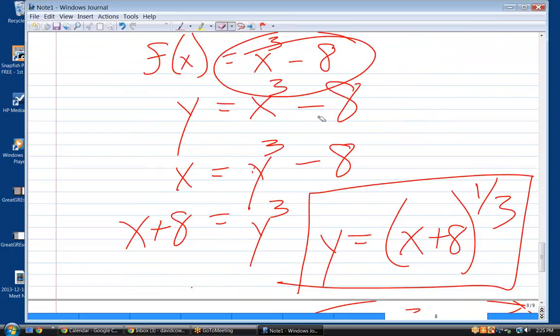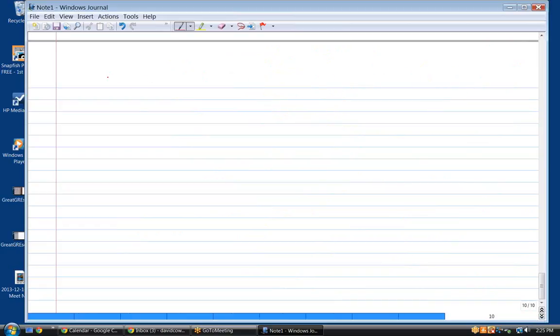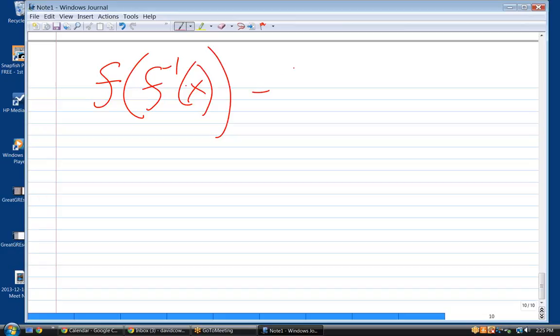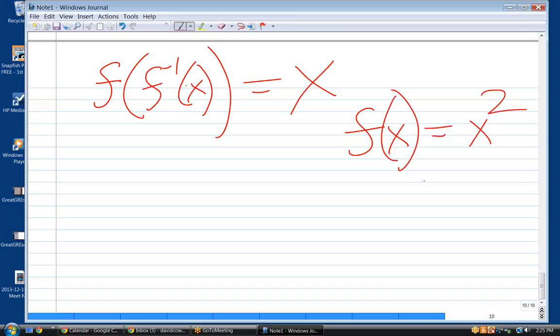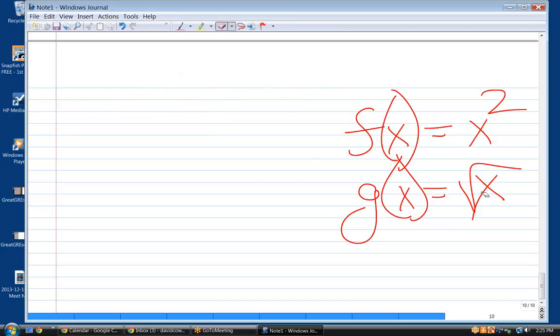And there is a specific definition for inverse function, which I'm sure you've probably talked about. And that is that f of f inverse of x has to equal x. In other words, let me give you an example. If f of x is equal to x squared and g of x is equal to square root of x, well, is this the inverse of this?